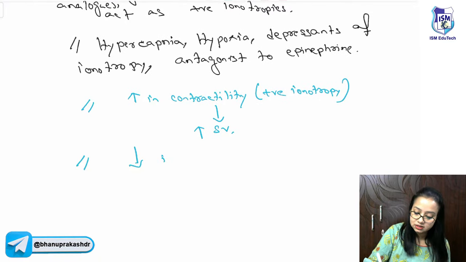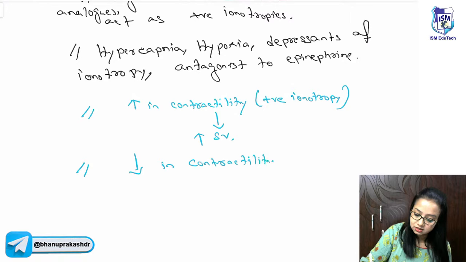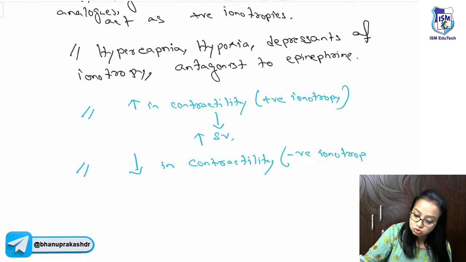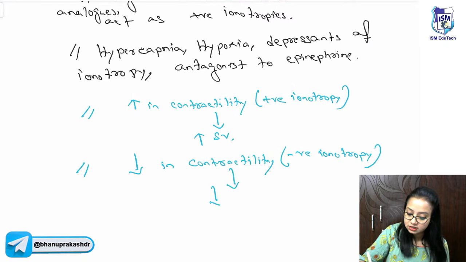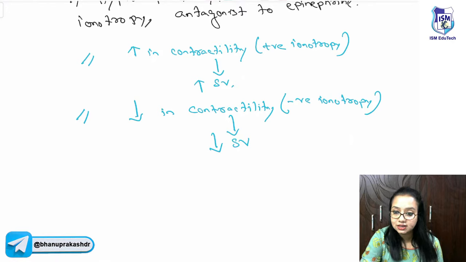Here, a decrease in contractility due to a physiological condition, a clinical condition, or as an effect of drugs, negative inotropy, what will it do? It will decrease the stroke volume. So, contractility and stroke volume also have a direct relation. So, stroke volume's first determinant, preload, we understood. Okay. Second point, the second important factor, that is contractility, that also we have understood.